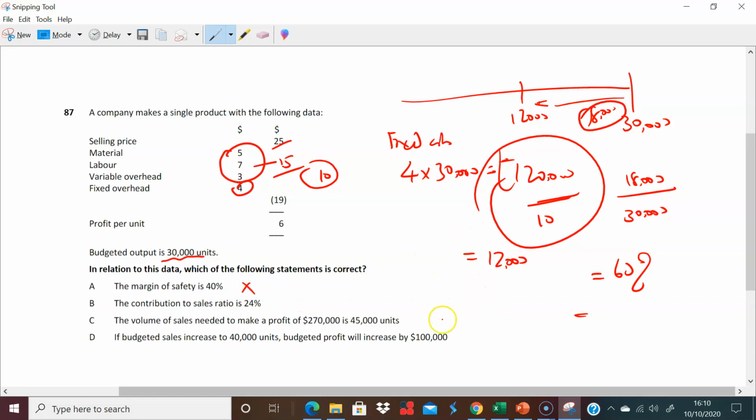So I have my contribution. My contribution is 10. My sales are 25. So 10 divided by 25 is equal to 40%. I have 40%. This is also wrong.